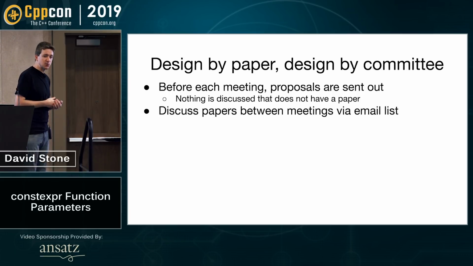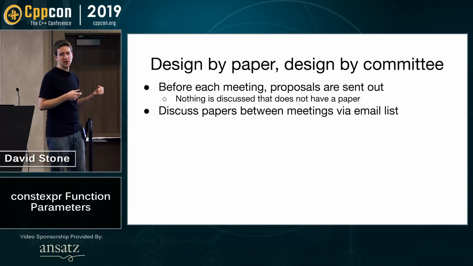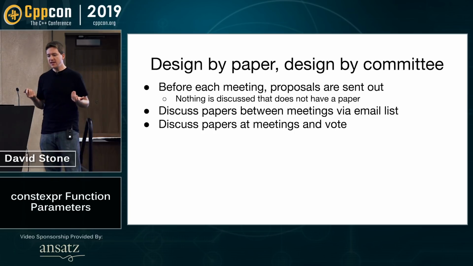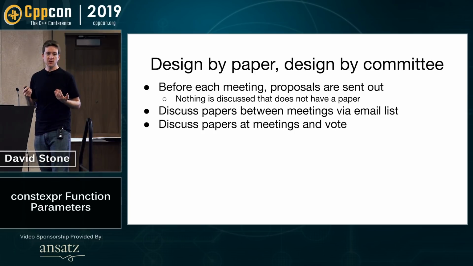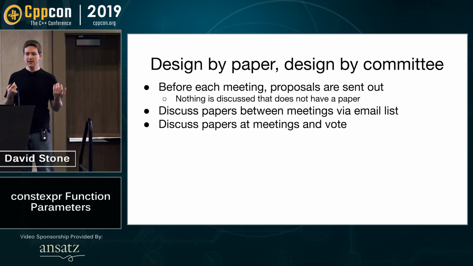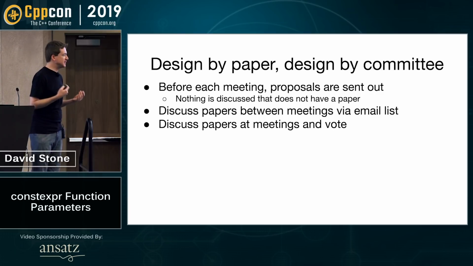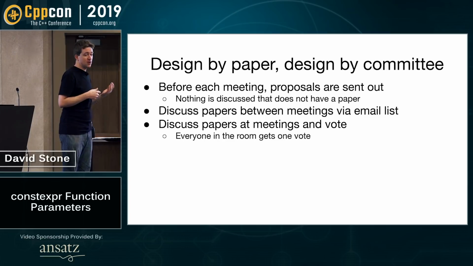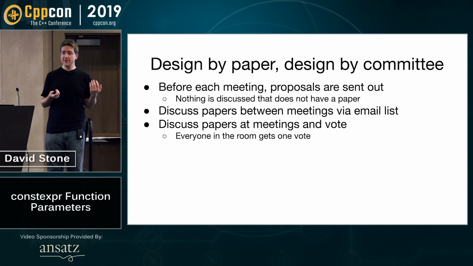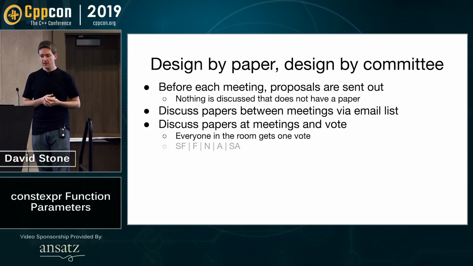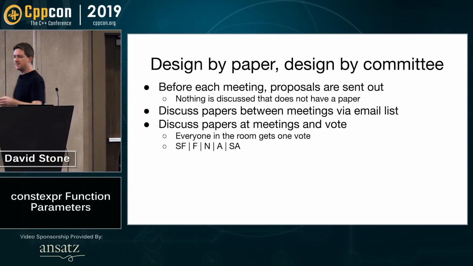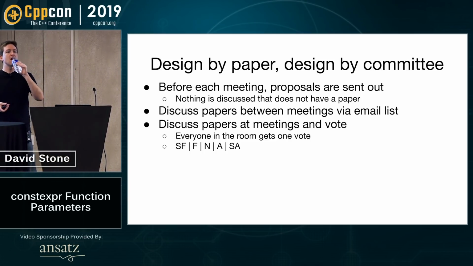We discuss papers in between meetings through email lists to answer some questions, but sometimes that has lower throughput than we would like, which is why we meet, and we're a member of ISO, so we have certain ISO rules to follow, which basically says that we have to be at an actual convened meeting to make certain types of decisions. So at the meeting, we discuss papers and we vote. Everyone in the room gets 1 vote, but you are encouraged to not vote if you haven't been following the discussion or if you don't understand. And the way that the voting works is we vote strongly in favor, neutral, against, or strongly against.